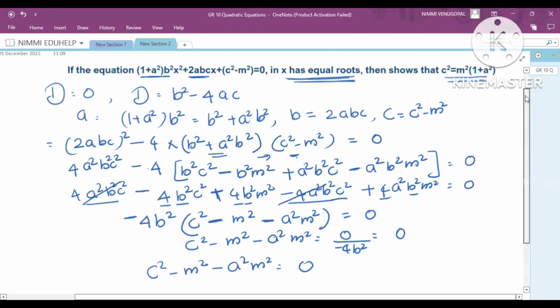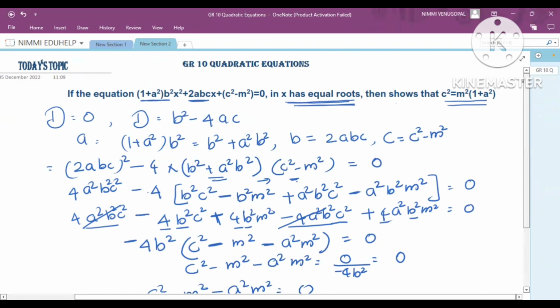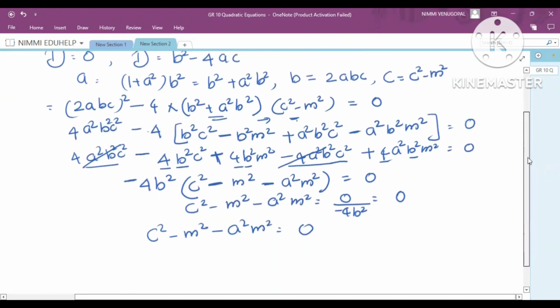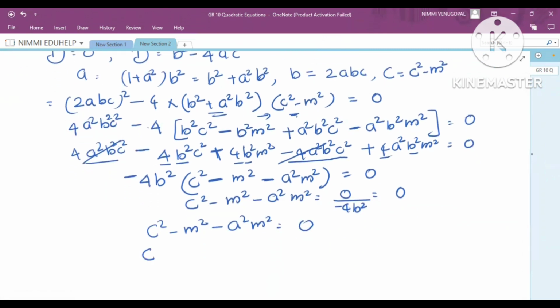According to our question, c square has to be kept on one side, no? So we are going to shift all other terms to the right side. So c square, let it be there. All other terms have to be transposed to the other side. So minus will change into plus. So minus m square will be plus m square. Minus a square m square will be plus a square m square.